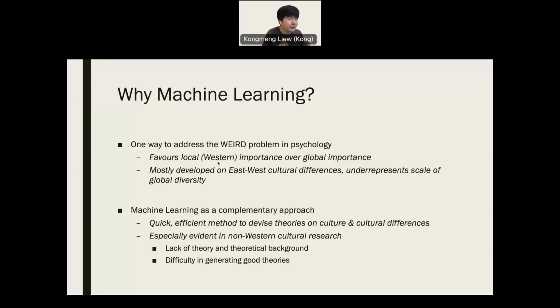No, rather I am proposing machine learning as a complementary approach, where it's basically a quick and efficient method to look at two different cultures, two different countries, from the bottom up, that we can then use to devise theories on how these might be different, even if we don't have a relevant observational experience or relevant theory to base our thinking on. And so I think where this works best is with research that has been overlooked in previous literature, such as non-Western, non-WEIRD research.